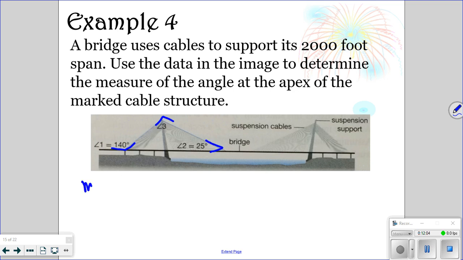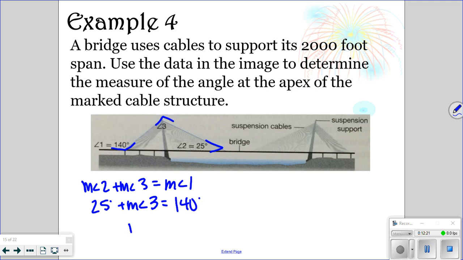So the measure of angle 2 plus the measure of angle 3 has to equal the measure of angle 1 from the exterior angle theorem. So the measure of angle 2 is 25. We don't know the measure of angle 3. The measure of angle 1 is 140. So if you subtract, the measure of angle 3 is going to equal 115. So that would be your answer for that one.